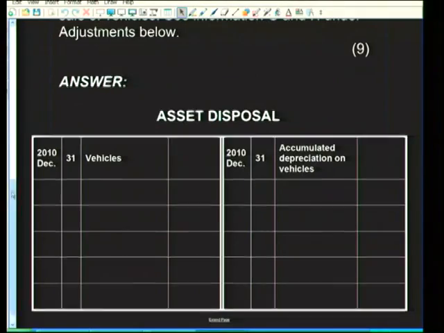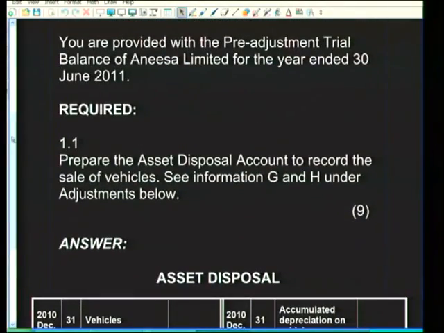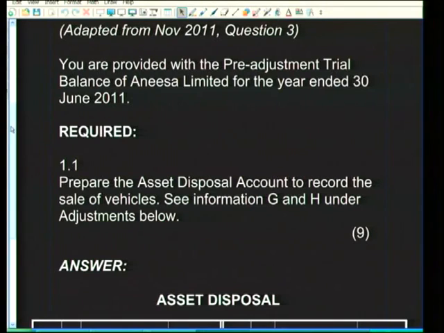The first question is an asset disposal question, and it says that you are provided with a pre-adjustment trial balance of Anisa Limited for the year ended 30th of June 2011. It's very important always to know when your financial year ends, particularly when doing asset disposal, because you're going to need to know when a vehicle is sold or when a vehicle is bought during the year. It's very important to know the beginning and the end of your financial year.